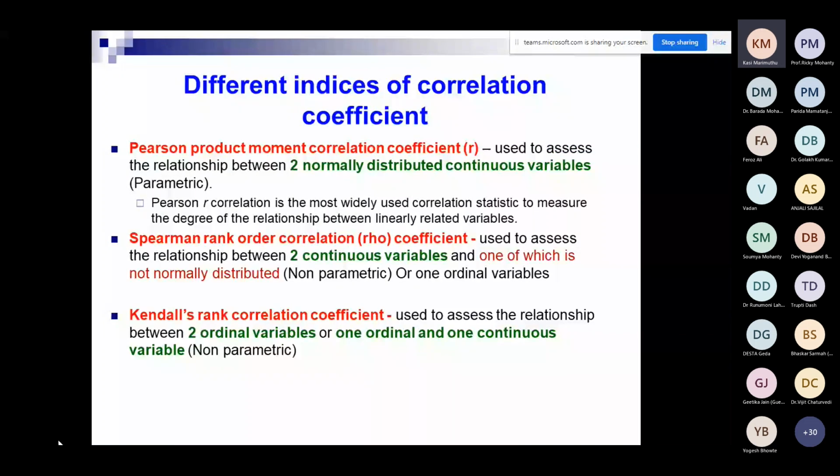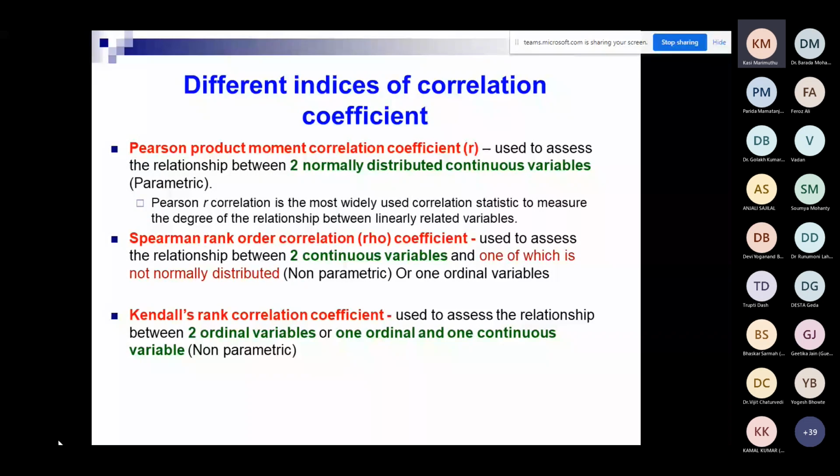There are different types of correlation coefficient. One in parametric is the Pearson product moment correlation coefficient. We write R italicized. This Pearson correlation coefficient is used to assess the relationship between 2 normally distributed continuous variables. Continuous variable means the scale of measurement can be ratio or interval scale, parametric data.